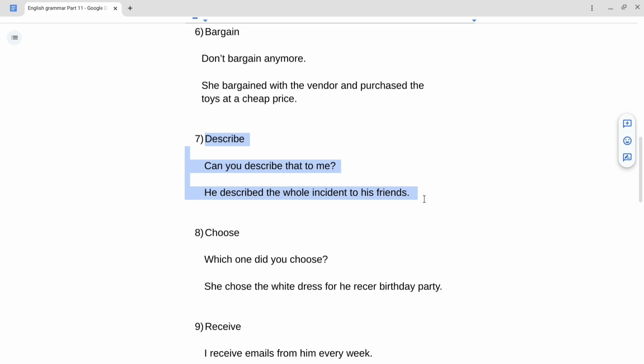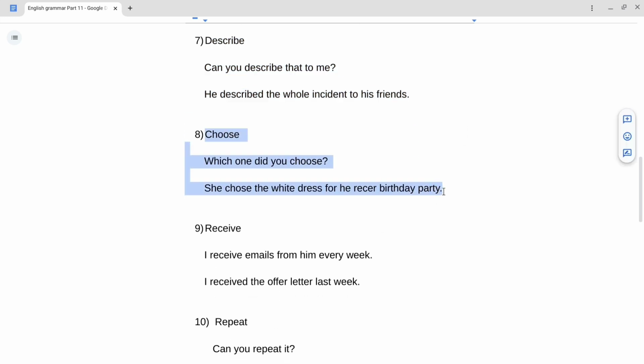I told one of my friends that an event or an incident happened. So he asked me to describe that incident, to tell something in detail. Describe means to explain something or to tell something in detail. He described the whole incident to his friends. Describe, the past tense is described. So he gave a description. Got it?